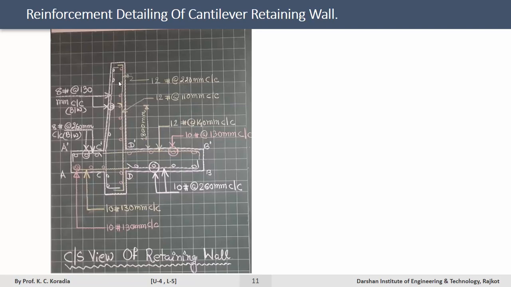The text of this magenta color steel is missing in this diagram. It is 8 torr about 130 mm center to center. This acts as distribution steel. On the opposite side of backfill, we have temperature steel and shrinkage steel. This temperature and shrinkage steel we have derived as 8 torr about 130 mm center to center.